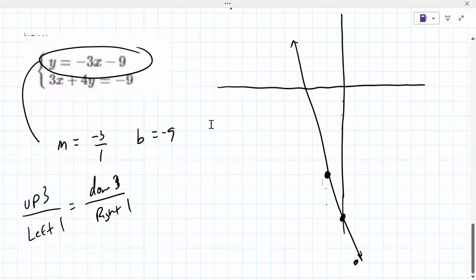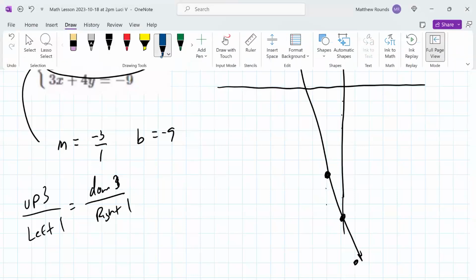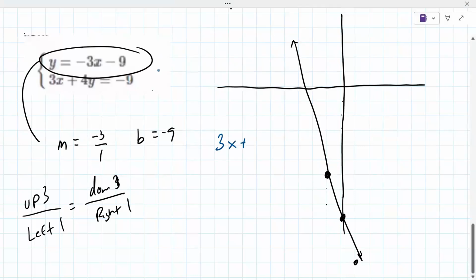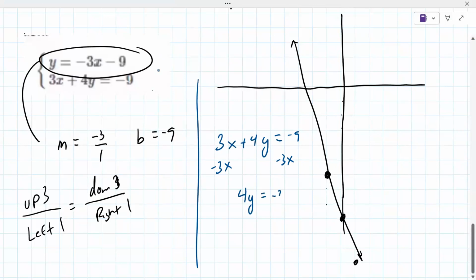All right. Now for the second one, we got to solve it for y. So we're going to subtract 3x from both sides. So it ends up being 4y equals -3x minus 9. And then we're going to divide by 4. This is not good.